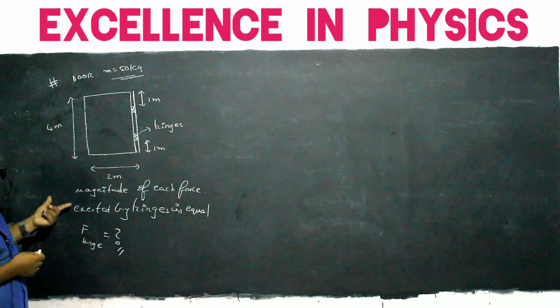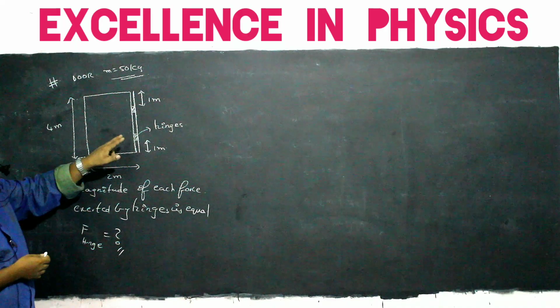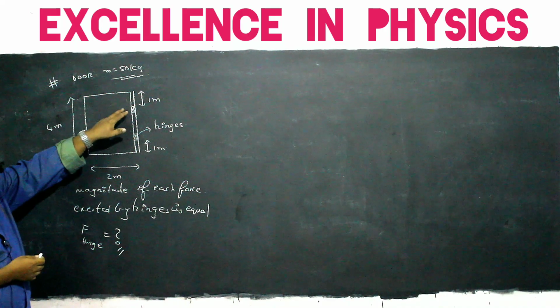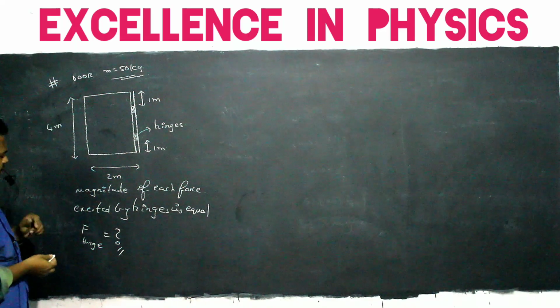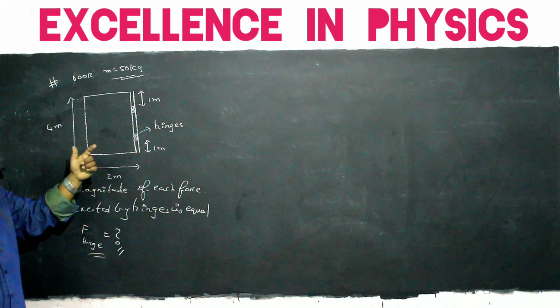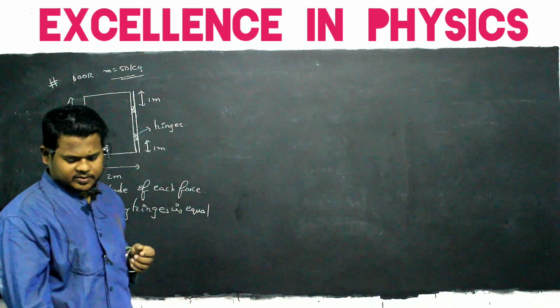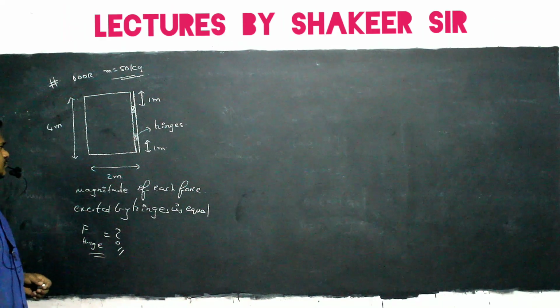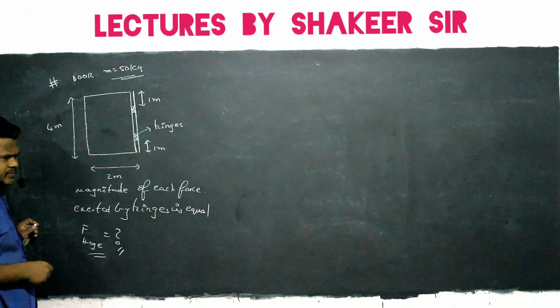Clear? Now, the magnitude of each force exerted by the hinges is equal. It means the force exerted by this hinge and this hinge on this door is equal. Then I want to calculate the magnitude of the force exerted by each hinge on this door. Okay? So, this door is in rest position, no?